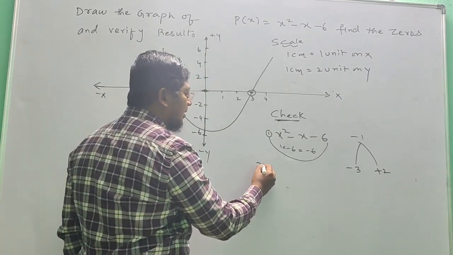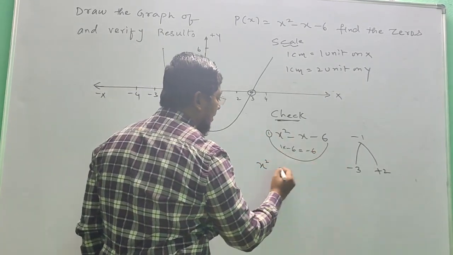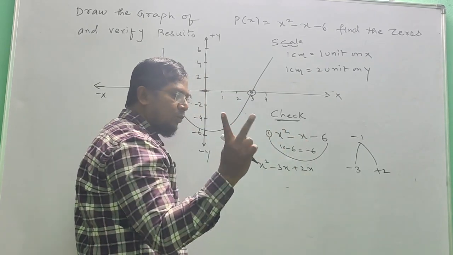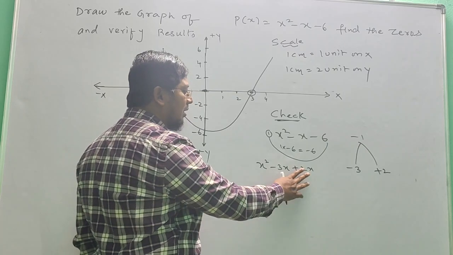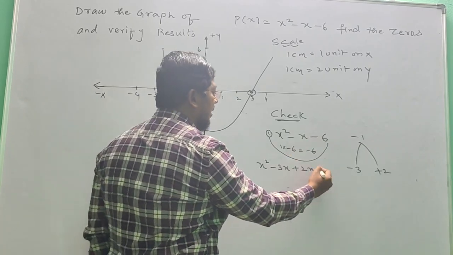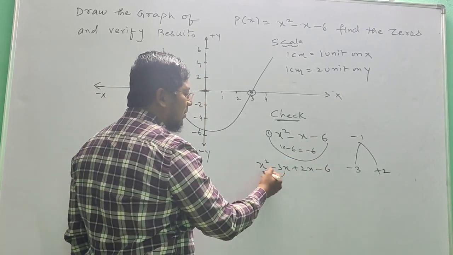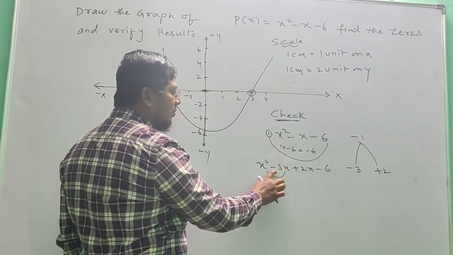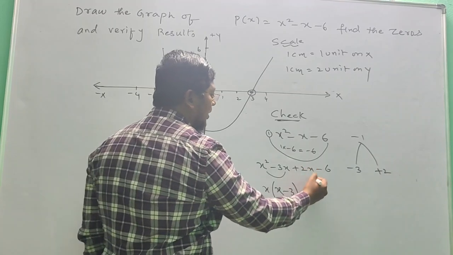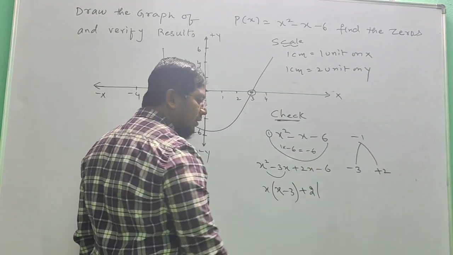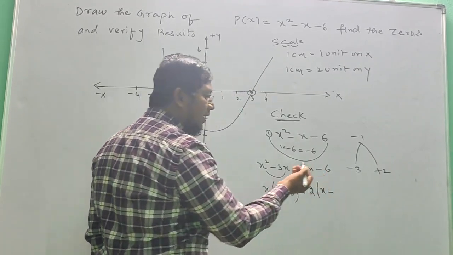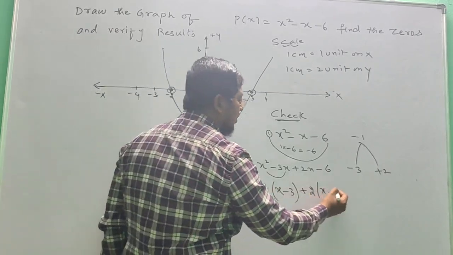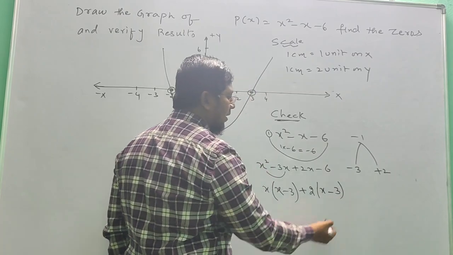So here I am writing x square, same, then -x. What is -x? -3x plus 2x. So -x is split into two parts: one is -3x, another is plus 2x. Here -6. Among these two, what is common? x is common. So one x outside, one x inside. x common means x minus 3. And among 2x and -6, plus 2 is common. So we have x and 2 table: 2 ones are 2, 2 twos are 4, 2 threes are 6. That's why here 6 is there. I am writing also x minus 3.